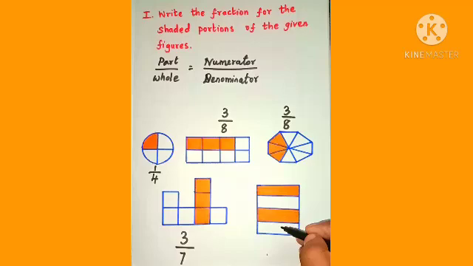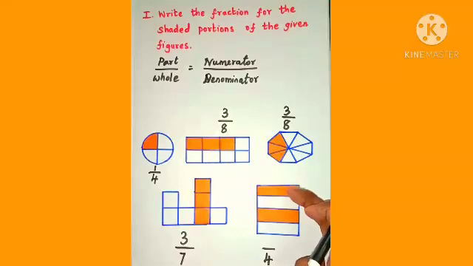And here in this figure, what will be the denominator? Yes, the total number of parts. The whole is divided here into 4 equal parts. So 4 will be the denominator, and what will be the numerator? Yes, the number of parts being shaded or colored. Here it is 2. 2 parts are being shaded. So 2 by 4 is the fraction of this figure.